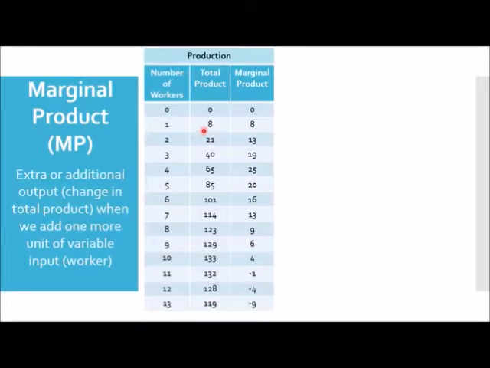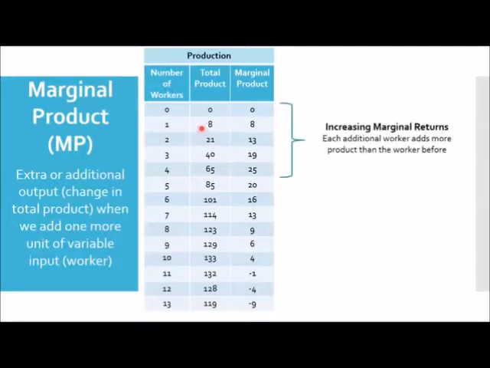But what you might notice is there's 3 distinct sections of this. We have this first section, what we call increasing marginal returns. If you see that in this period of time up to our 5th worker, what we see is that for each worker that we add more product than the one before, because our first worker adds 8, but our second one adds 13. Our third worker adds 19 product. Our fourth worker adds 25 product.